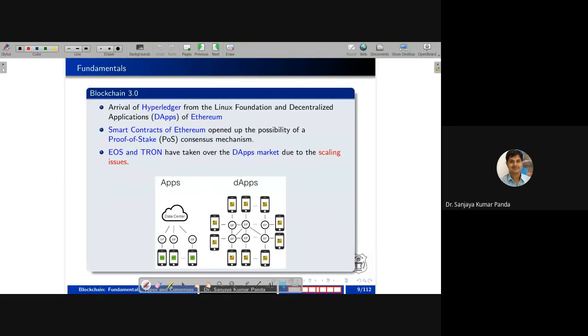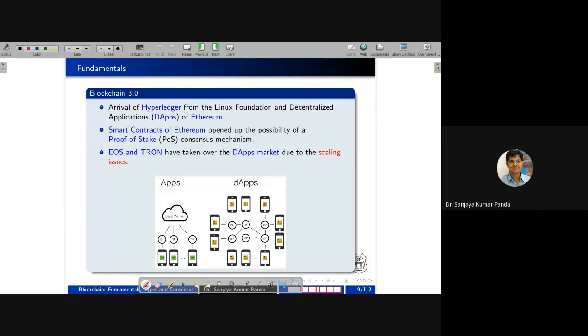Coming to next generation, that is blockchain 3.0. If you see applications, we have a lot of applications on our mobile. Through our internet service provider, we are getting internet service, or you are downloading any application through your internet service provider, and these ISPs are connected to the data center, right? Like Amazon has a data center, Google has a data center. Services are provided from the data center through your internet service provider. This way the application works.